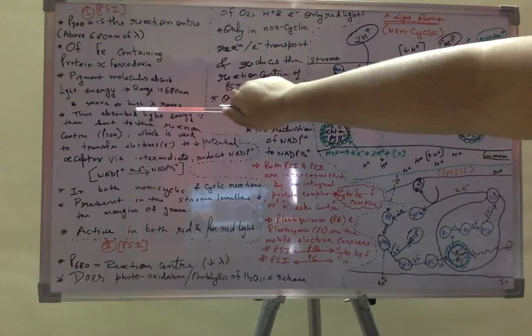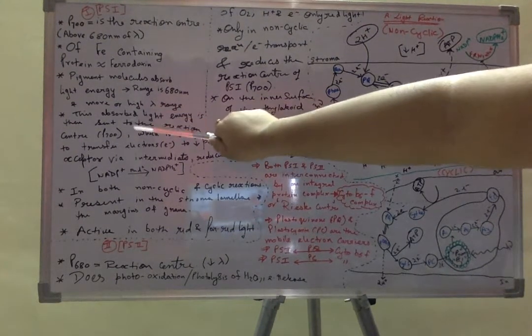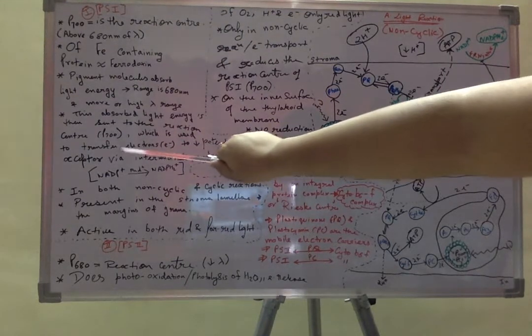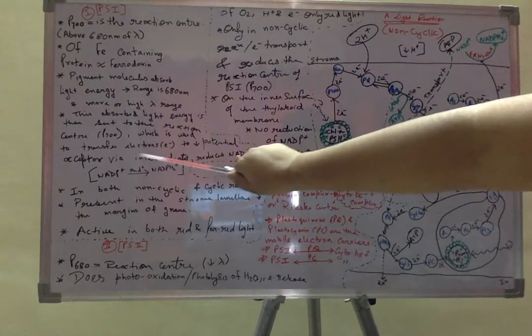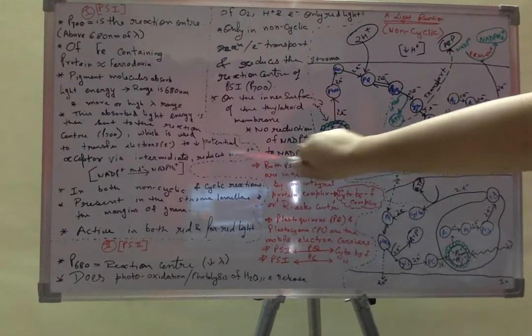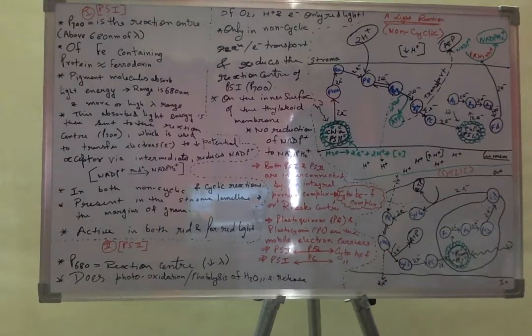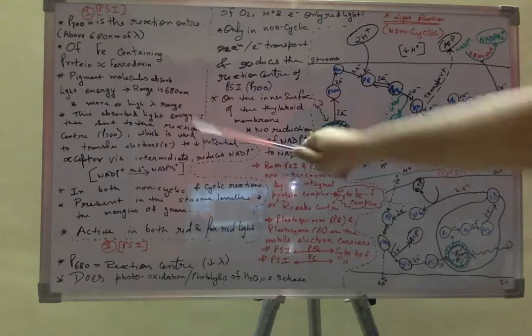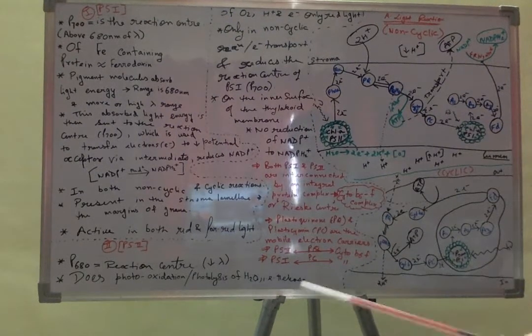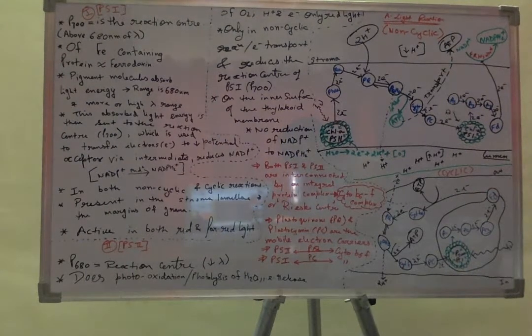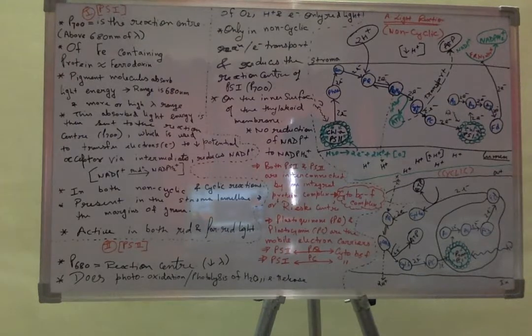The next point is this absorbed light energy is then sent to the reaction center, that is P700, which is used to transfer electrons to the low potential acceptor via intermediates, reducing NADP plus into NADPH2 plus. I have already described this particular point before, that the chlorophyll A molecule is known to form the reaction center found in both PS1 and PS2.